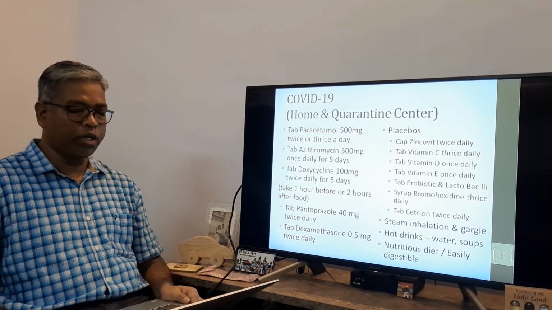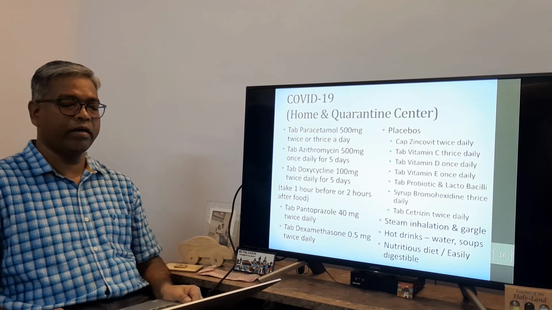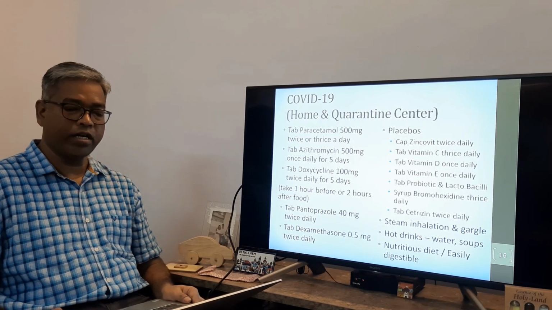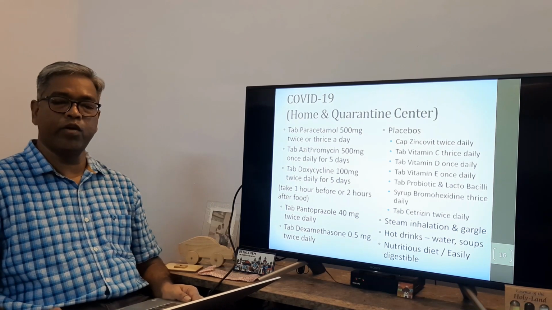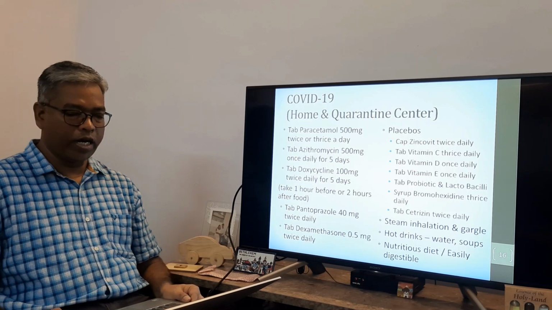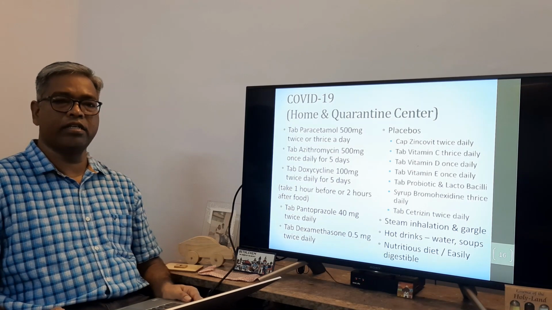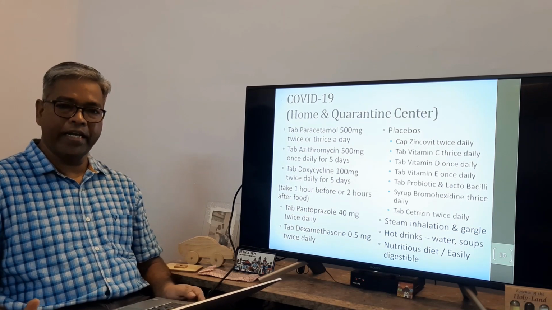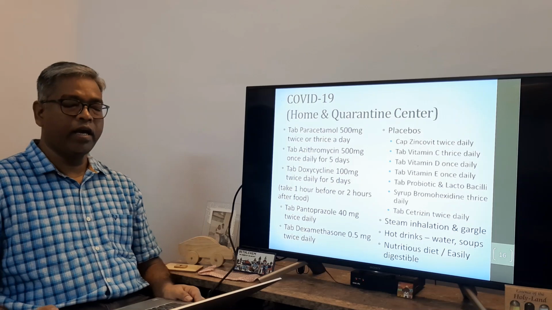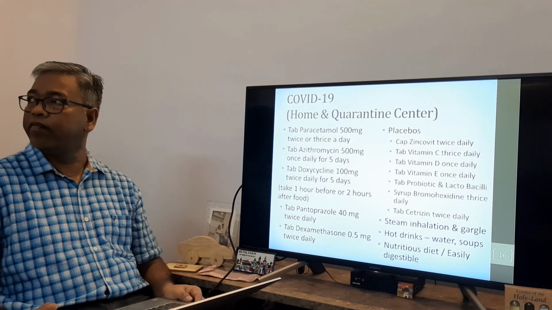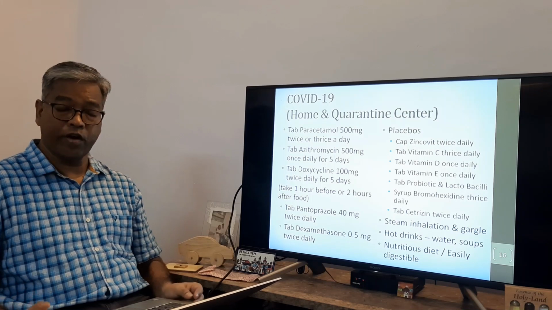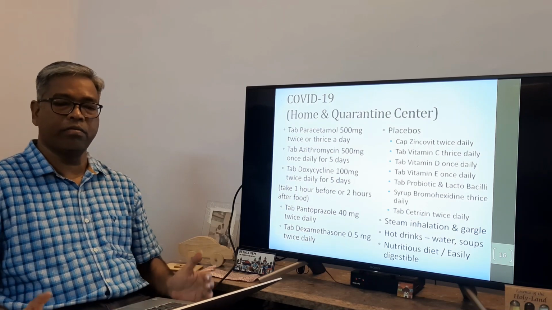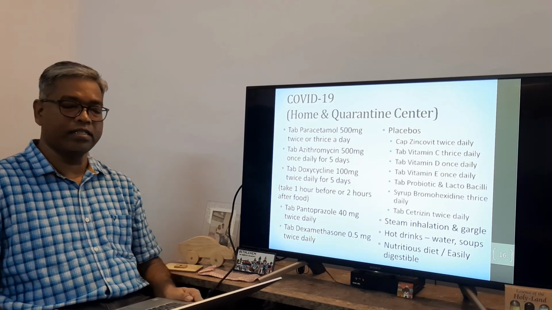So what to do in home quarantine and isolation. Tablet paracetamol is very important, and people sometimes say, okay, I don't have fever, so I don't have to take it. Well, paracetamol acts for 3 things. It's antipyretic, meaning anti-fever, then analgesic for pain, and then anti-inflammatory. If you remember what I said, this virus causes hyperinflammation of the body tissues, especially in the lungs.